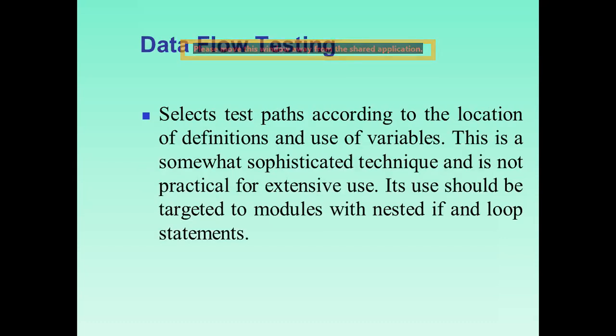Now data flow testing. The next type of testing is called data flow testing. Select test path. Here we use some test paths. Control flow: whenever we check the control flow, we use some basis path testing. Here we select a particular test path according to the location of the definition and use of variables. This is a somewhat sophisticated technique and is not practical for extensive use. Its use should be targeted to modules.